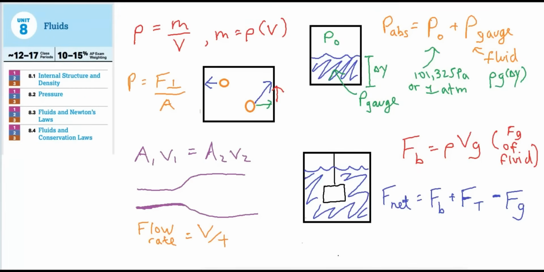Now, moving on to Unit 8, our final unit of fluids, we have density, which is mass over volume, which you can rearrange so mass equals the density times the volume. You've got to be careful. My handwriting isn't amazing, but capital V is volume and lowercase v is velocity. So you want to make sure you don't get the two mixed up.